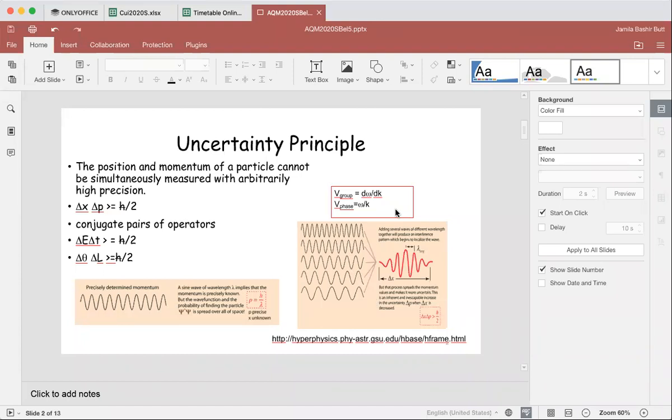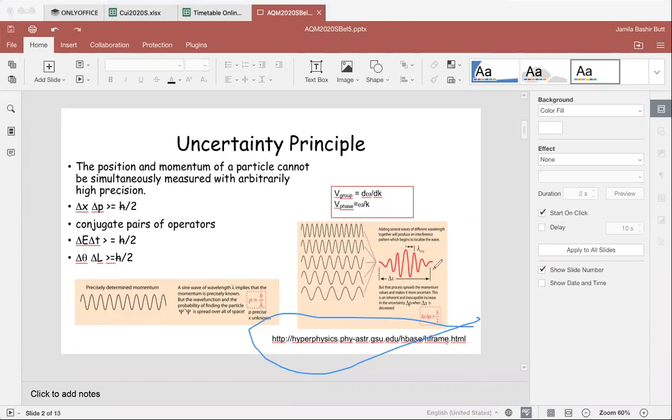The material which I'm showing here is mostly taken from Levi, or if it is not from Levi, I will mention the source on the slide. As I mentioned here, these pictures are taken from hyperphysics.